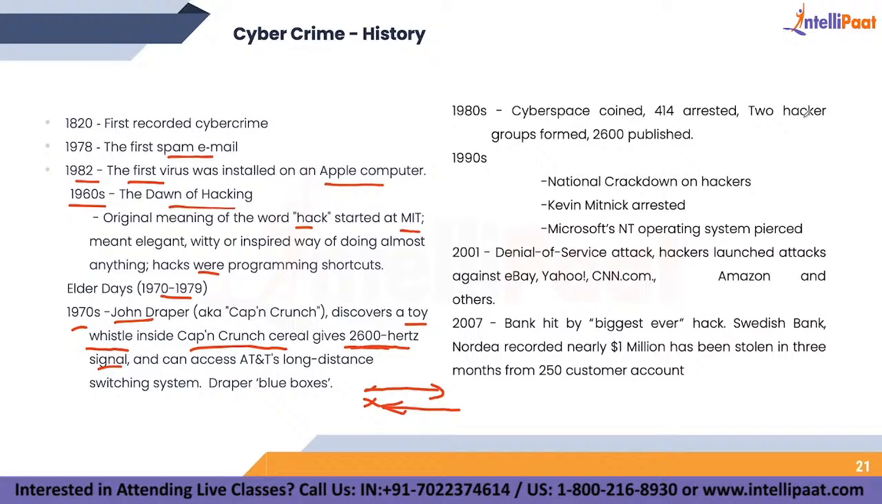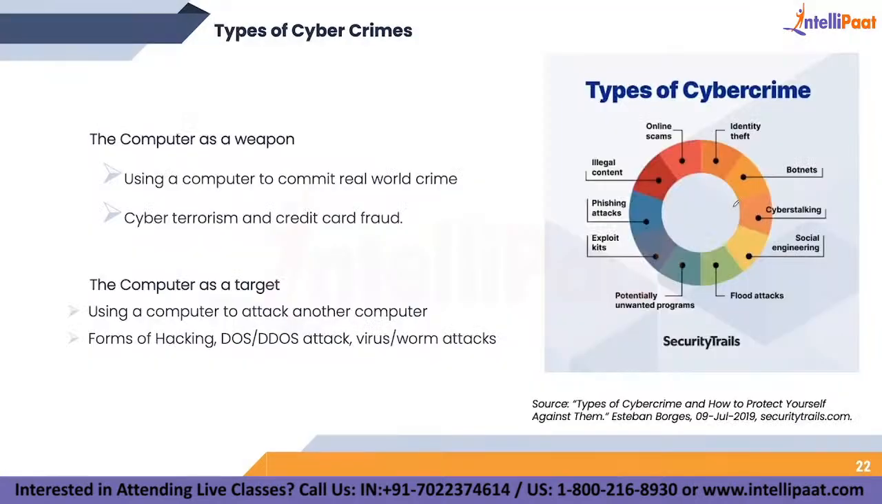In 1980, the 414 group, which coined the term cyberspace, had two hackers arrested, and this is where the first arrest took place and prosecution came in. In the 1990s, a national crackdown took place, and Kevin Mitnick was the one who got arrested then. They subsequently built the RSA organization. So that's about the cybercrimes.